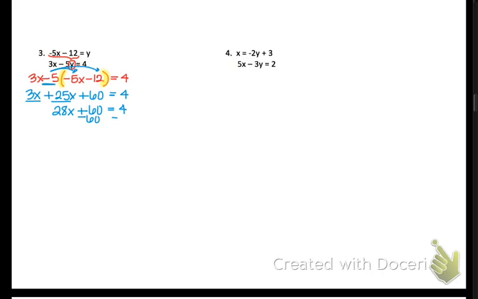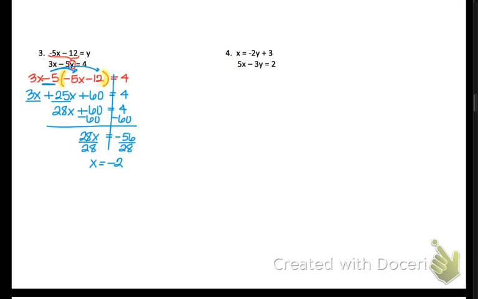Subtract 60 from both sides. Use your calculators, guys, if you're the ones that are making errors just solely based on your subtraction, because I hate for that to be the reason that you're missing points. 4 minus 60 is negative 56, and then when we divide by 28, that actually comes out nicely. We get x equals negative 2.